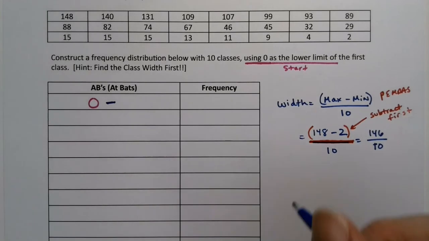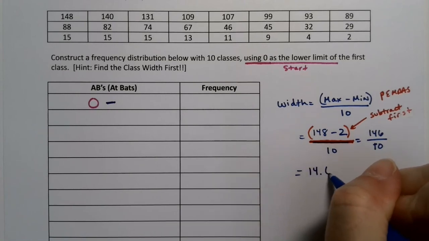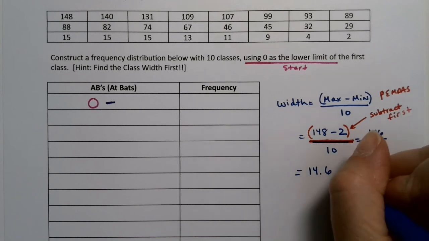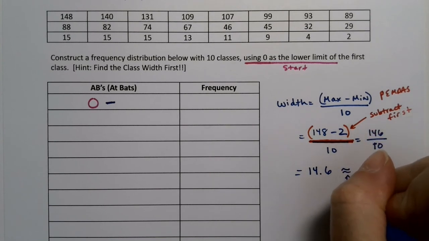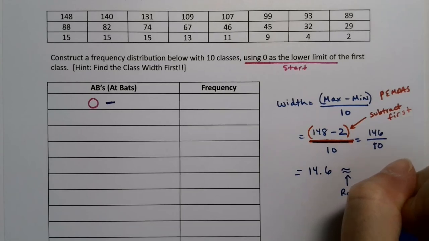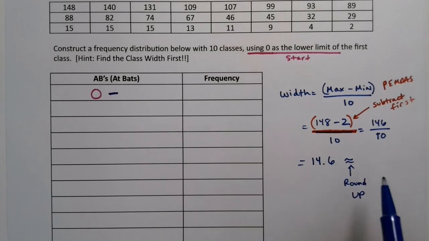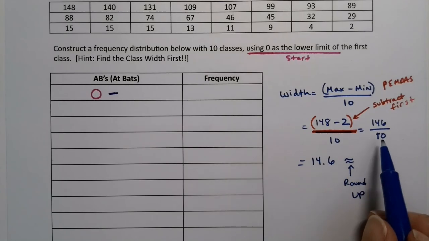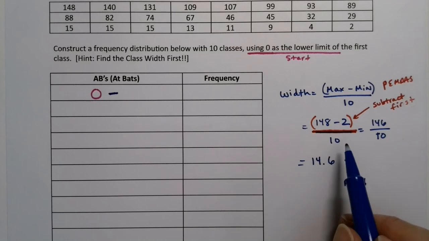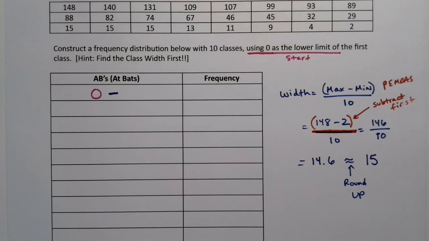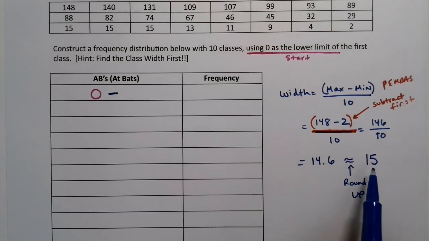Now, this is where the rounding comes in. I would like to round that up to a nice number. 14.6 I don't want to deal with. So I will round up. Even if this was 14.2, I would round it up. I would go to a higher number, not a lower number. If I go lower, I might end up with 11 classes, so I'd rather have 10 or fewer. So I'm going to go to 15, right? 15 is a perfectly nice number.